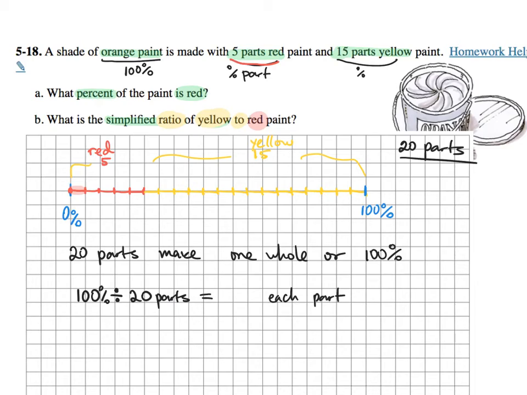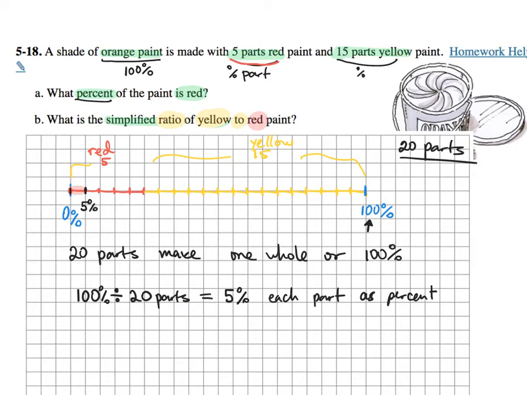Go ahead and pause the video to divide. Each part is what percent? What did you find? You should have found 5, and that is percent. Right now let's go back to our picture. Each 1 part represents 5%. If you're not sure, go ahead and count by 5 and you should get all the way to 100. That's how to double check.